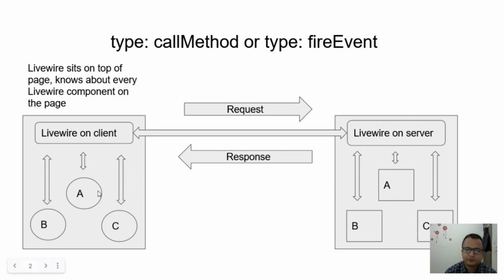Another type of interaction is when a component fires an event, which could be a custom event. That event is also captured by Livewire here, and accordingly a request is sent to the Livewire on the server, and appropriate methods are called on the server side by all those components that are registered as listeners to the event. Let's see that in action.